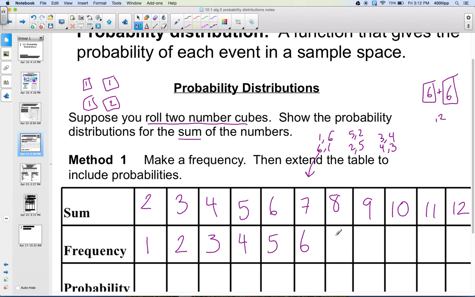And now we're going to go back down, because we just said for the sum of 12, there's only 1 possibility. For 11, there's 2. This one is 3, 4, and 5.